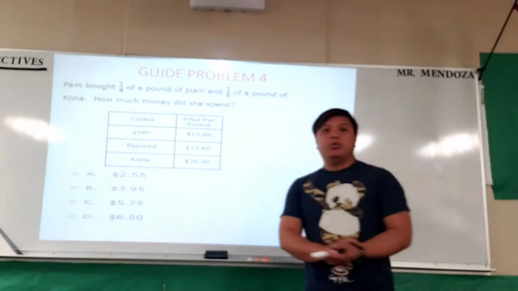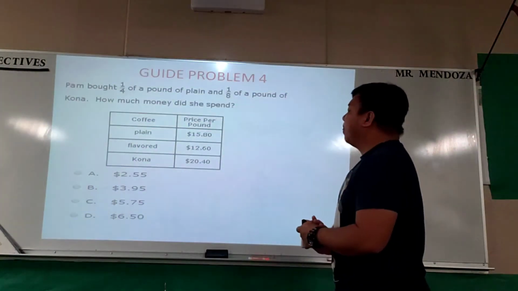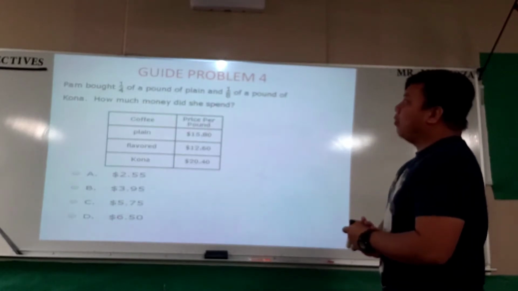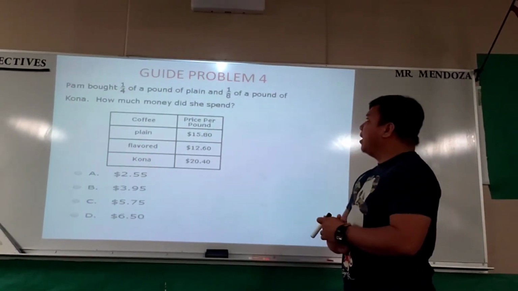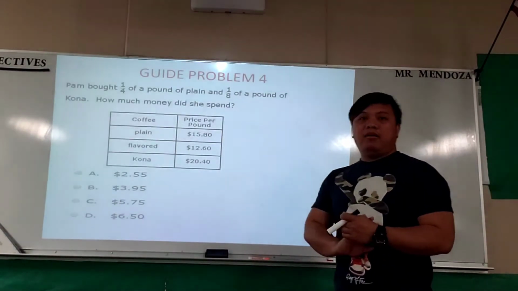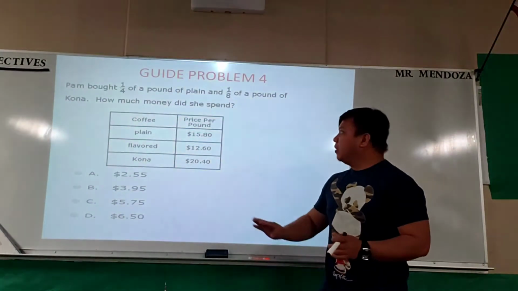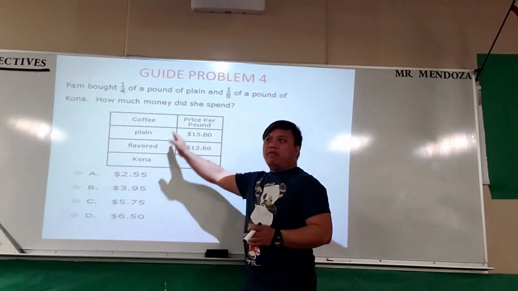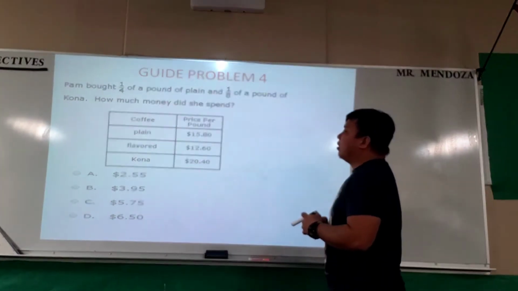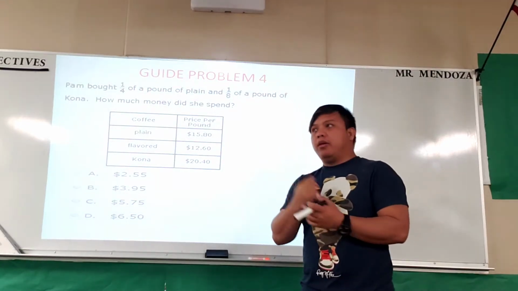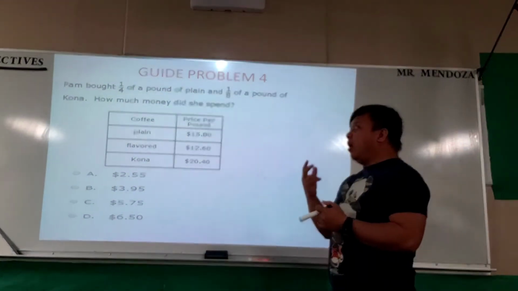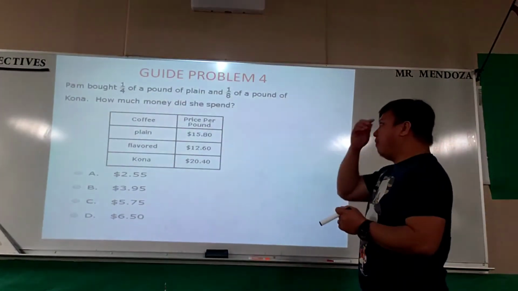Now we go to guide problem number 4. Pam bought 1/4 of a pound of plain and 1/8 of a pound of Kona coffee. So we're talking about the different kinds of coffee in this table. The question is, how much money did she spend for both, for both Kona coffee and plain coffee?